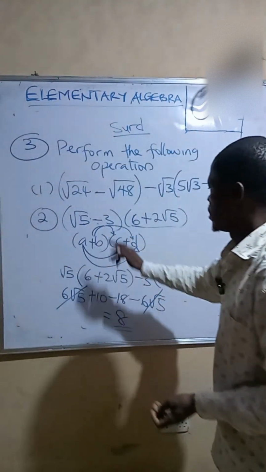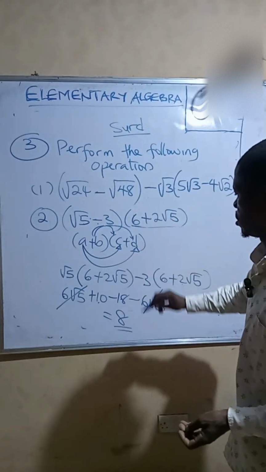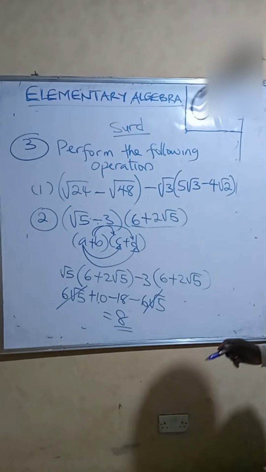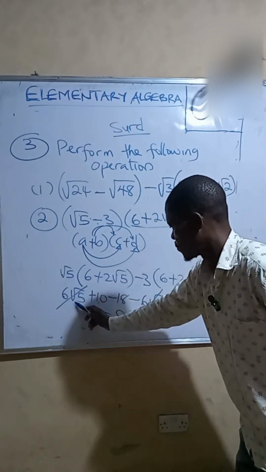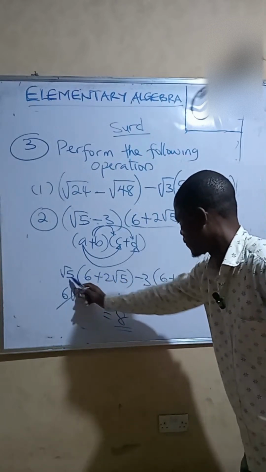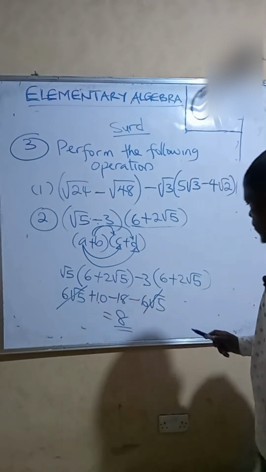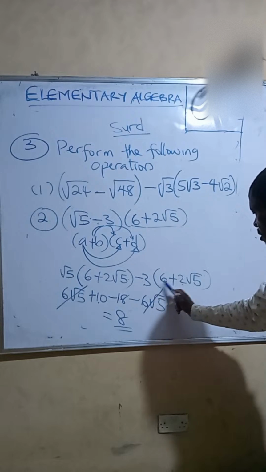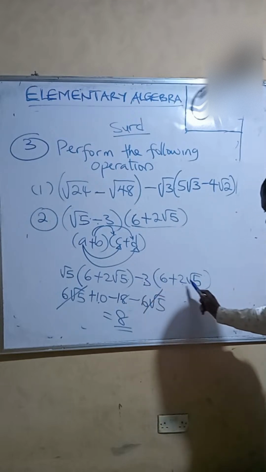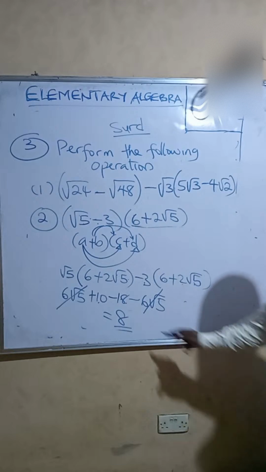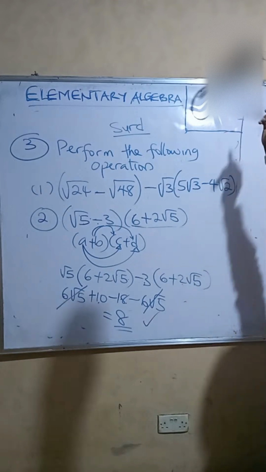Root 5 times everything, minus 3 times this, and then 6 times root 5, we have this. Then root 5 times root 5, that's 5, times 2, that's 10. Okay, and then minus 3 times this, that's minus 18. Minus 3 times this one, that's a minus 6 root 5. So that's correct. Okay.